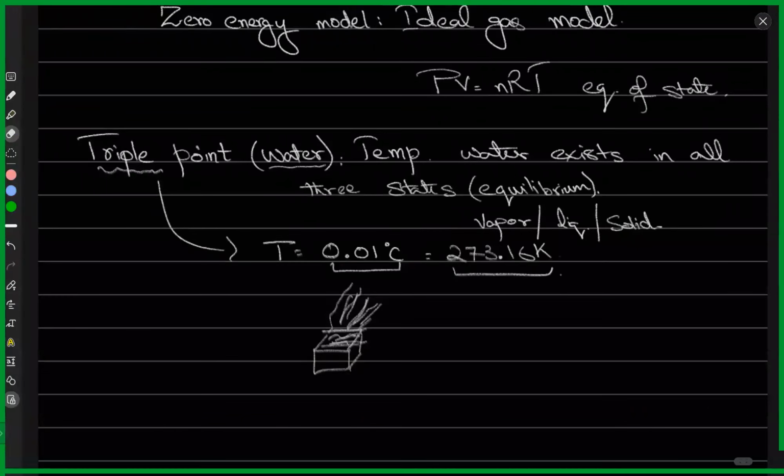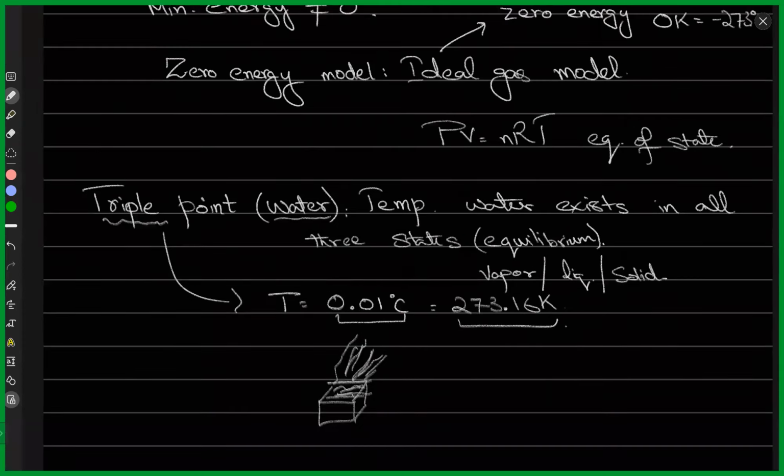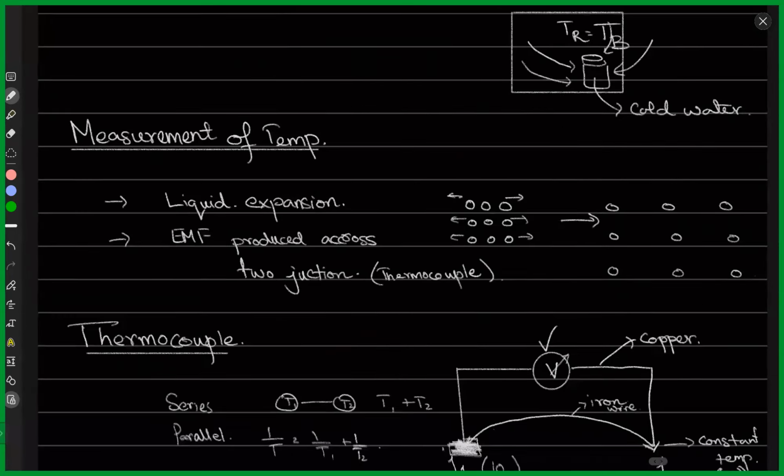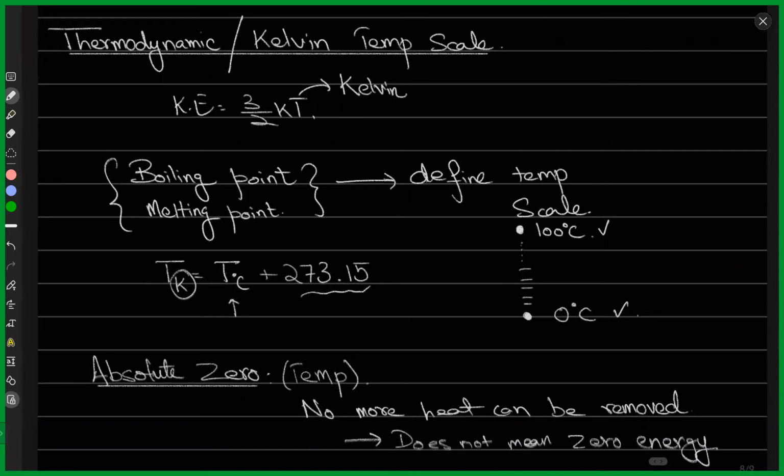All right. Okay. So what did we do last time? We talked about temperature and how we measure temperature. We talked about a device called a thermocouple, and then we moved on to the temperature scale, where we talked about the Kelvin measurement, absolute zero and the triple point of water.